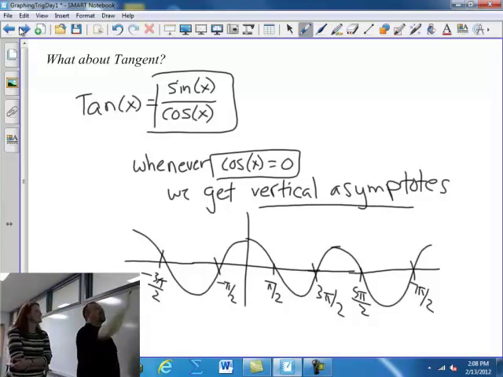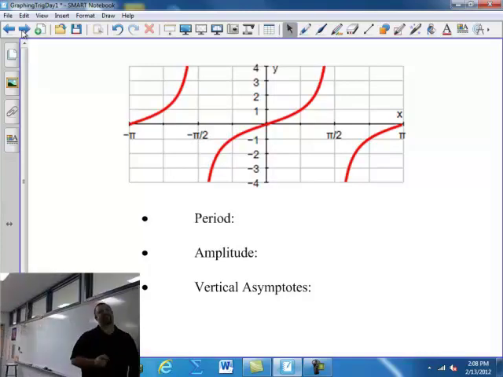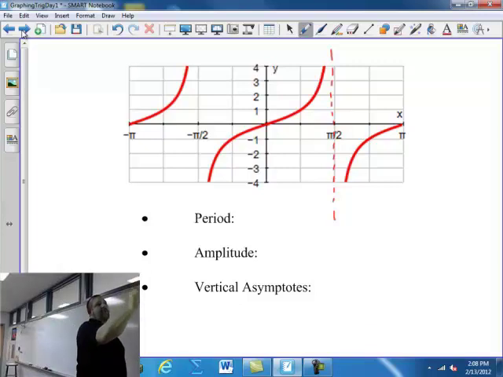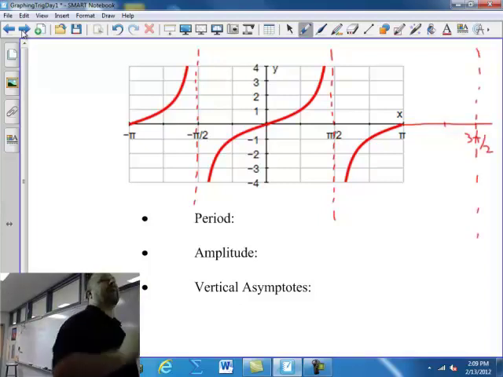Okay, so let's look at what a tangent function looks like. Here's a tangent function. As you can see, at pi over 2, these graphs don't match, so we're going to end up with a vertical asymptote at pi over 2, another vertical asymptote at negative pi over 2, and another one at 3 pi over 2. If we kept going with this graph, we'd have another one, and this graph would just go up like that.